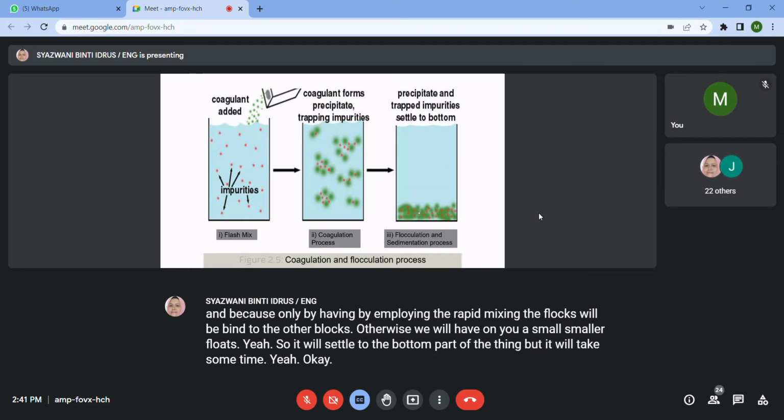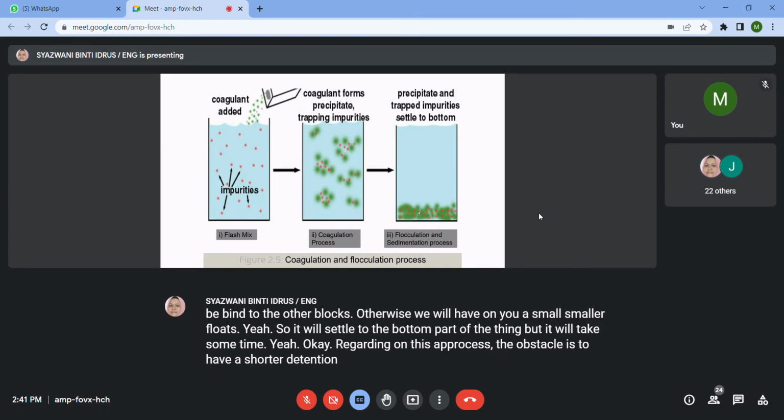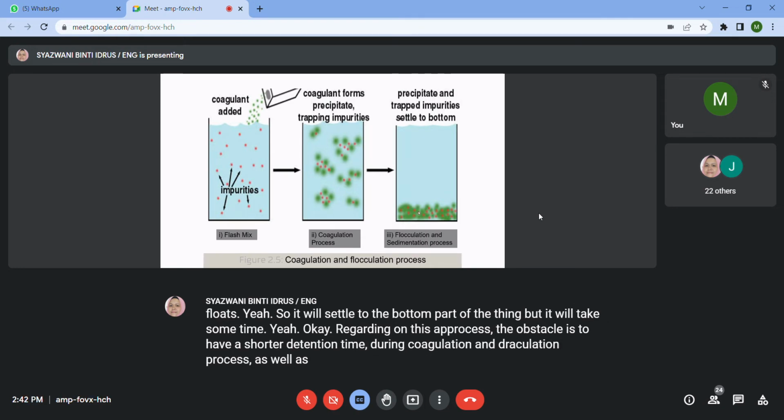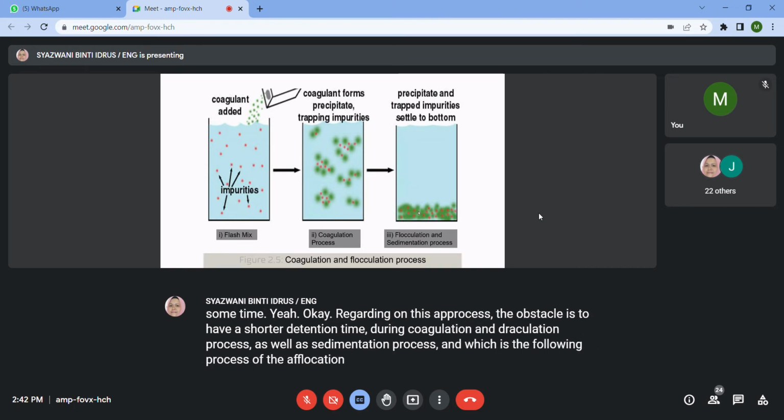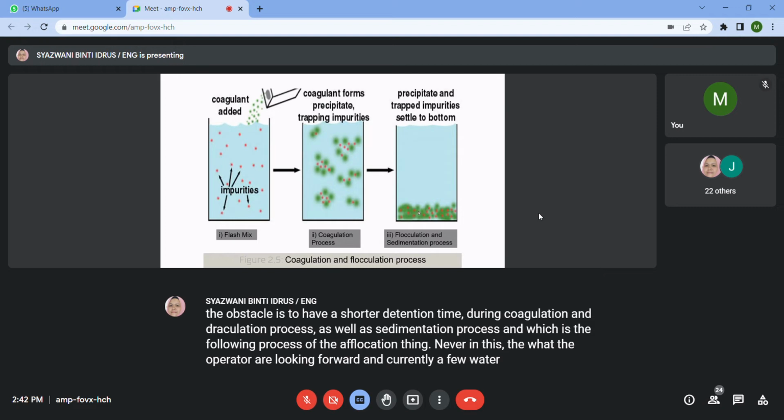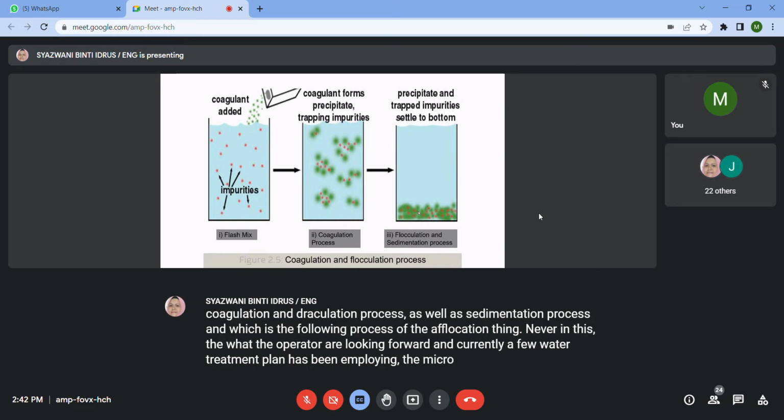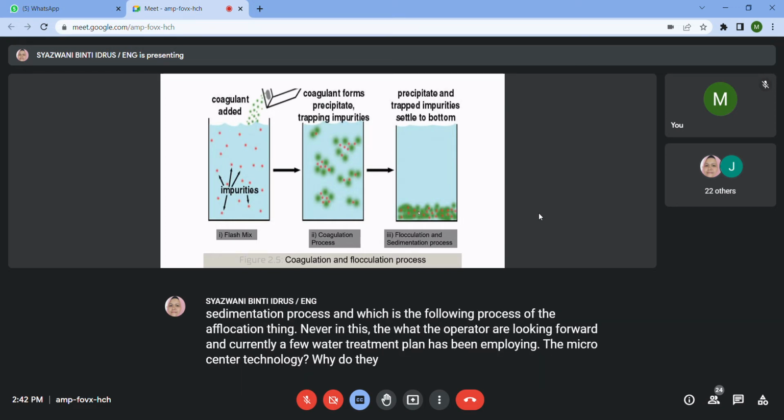Okay, regarding this process, the obstacle is to have a shorter retention time during the coagulation and flocculation process, as well as the sedimentation process, which is the following process after the flocculation tank. Nevertheless, the water operators are looking forward. Currently, there are a few water treatment plants that have been employing the microsand technology. Why do they have to employ microsand technology during the coagulation process?